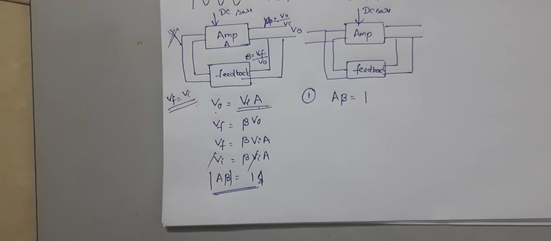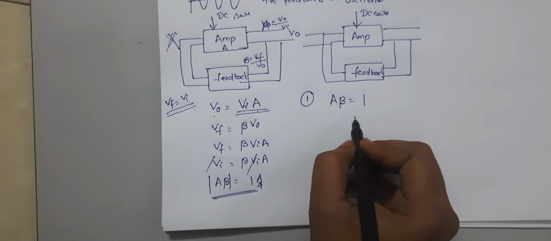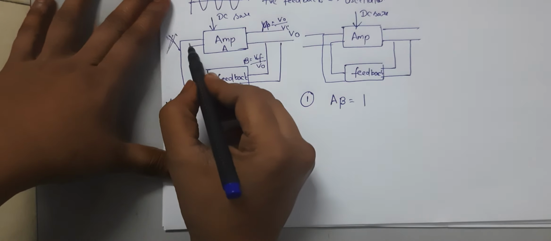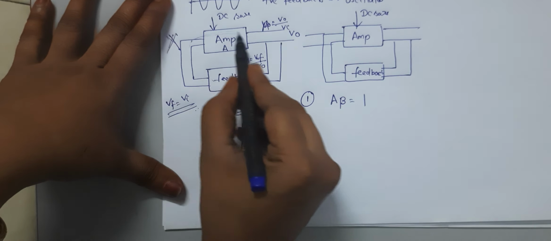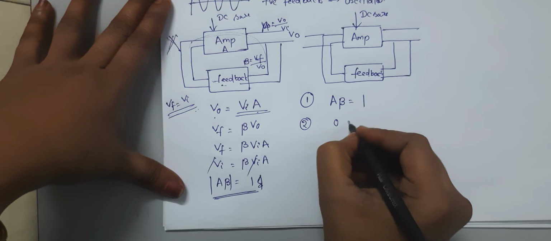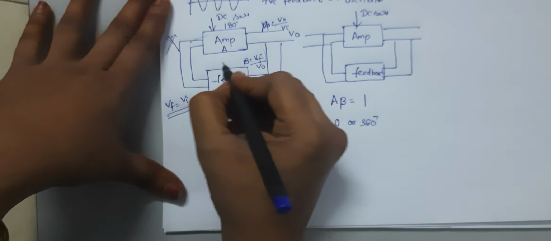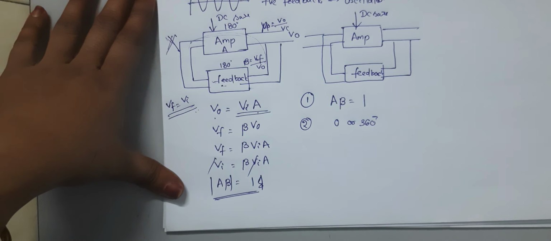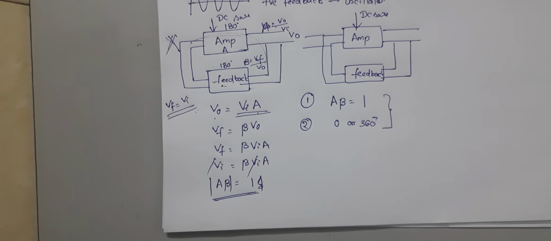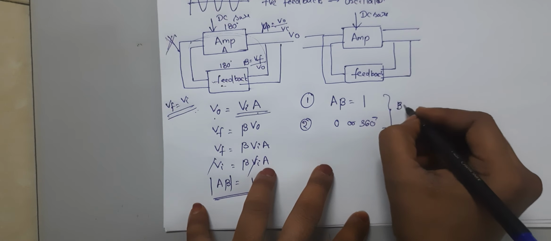So the essential conditions for maintaining the oscillator: the first point is A beta equal to 1, that means the magnitude of the loop gain must be 1, and the total phase shift around the closed loop must be 0 or 360 degrees. Here the amplifier provides 180 degrees phase shift and the feedback circuit provides another 180 degrees phase shift. So these are the two conditions for maintaining the oscillations. These two conditions are called the Barkhausen criteria.